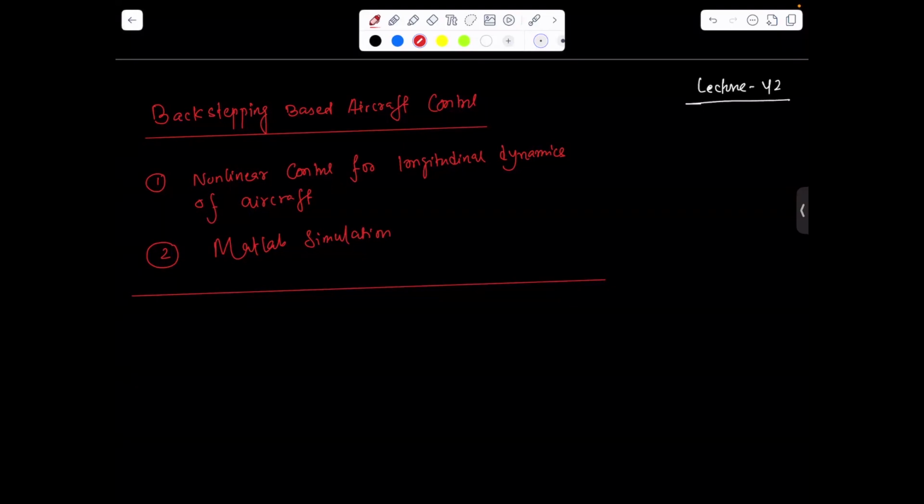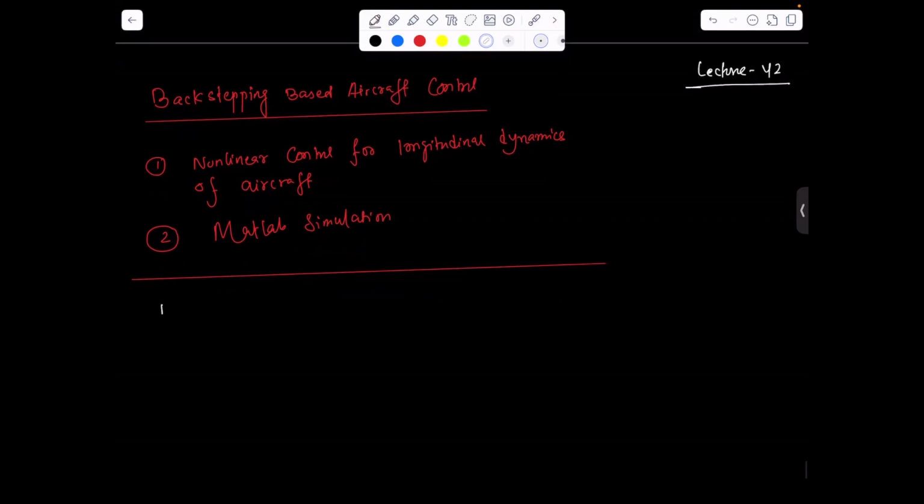Hello everyone. In today's session we'll be taking the example of an aircraft system to design the control using backstepping. Here are the topics we are going to cover. We'll take the nonlinear system, the longitudinal motion of the aircraft, and also we'll have the MATLAB simulation for the same. Whatever control we design for the system, I will validate in MATLAB. First, let's start with the dynamics model.